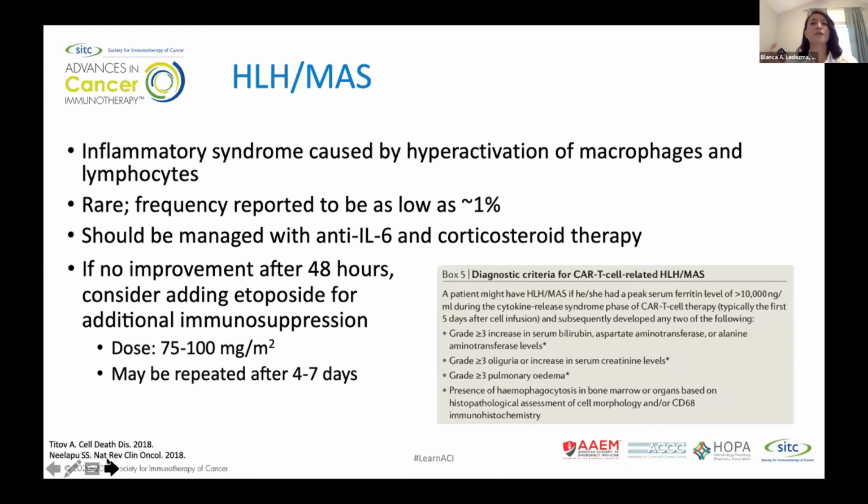But there are very specific criteria that need to be met for a patient to be diagnosed with HLH/MAS. Typically, after 5 days after the CAR-T infusion, the patient will have an increase in their ferritin of greater than 10,000. And then they have to meet 2 of the following criteria: at least a grade 3 or greater increase in serum bilirubin, AST, or ALT, or a grade 3 or greater oliguria or increased serum creatinine levels, or grade 3 or greater pulmonary edema, or the presence of hemophagocytosis in bone marrow or organs based on histopathologic assessment of the cell morphology and/or CD68 immunohistochemistry.